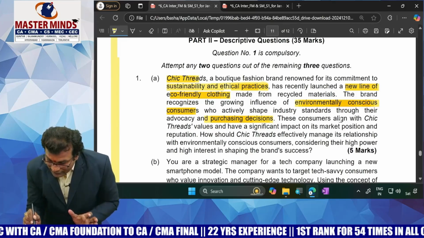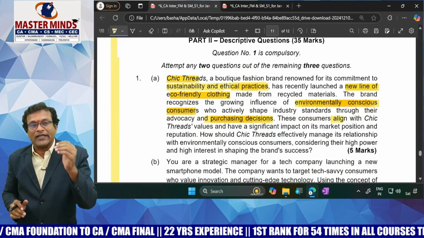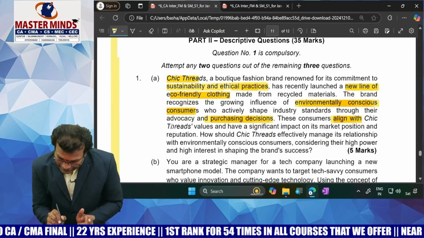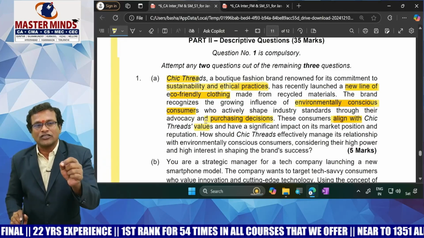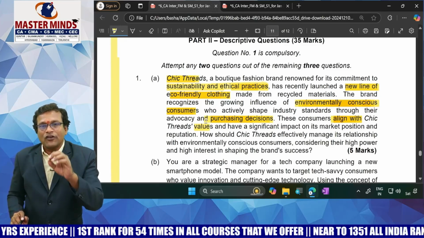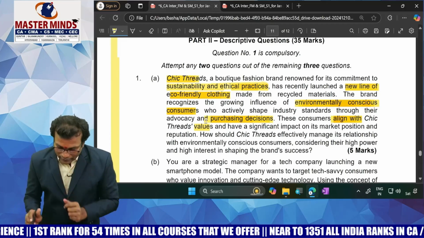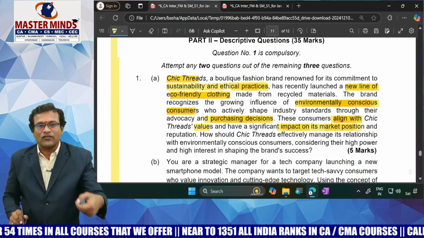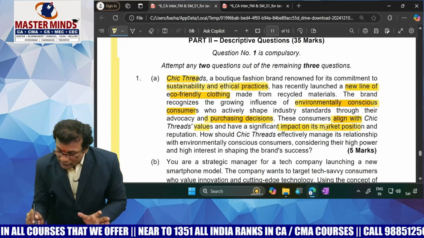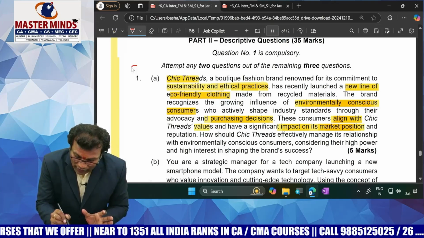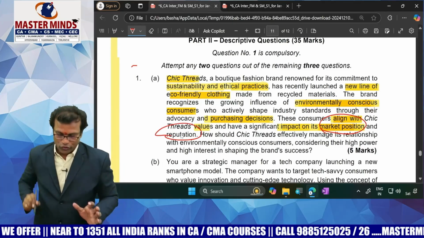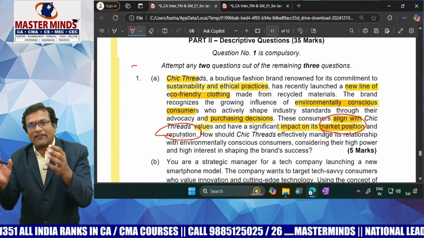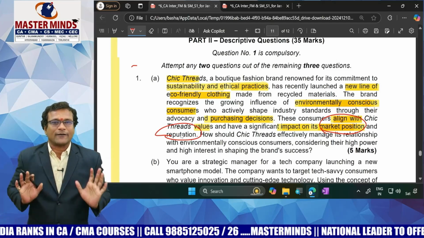These consumers align with, means there is a sync between company and consumers. These consumers align with Click Threads' values, means they are in agreement with the values of the organization. That's the clue there. And they have a significant impact on its market position. Those consumers will increase the sales of this company. They can enhance the brand image. They can have a huge impact on market position and brand image also. Means in this paragraph, he is talking about environmentally conscious consumers who can have a great impact on our sales, brand image, etc. Is that clear?